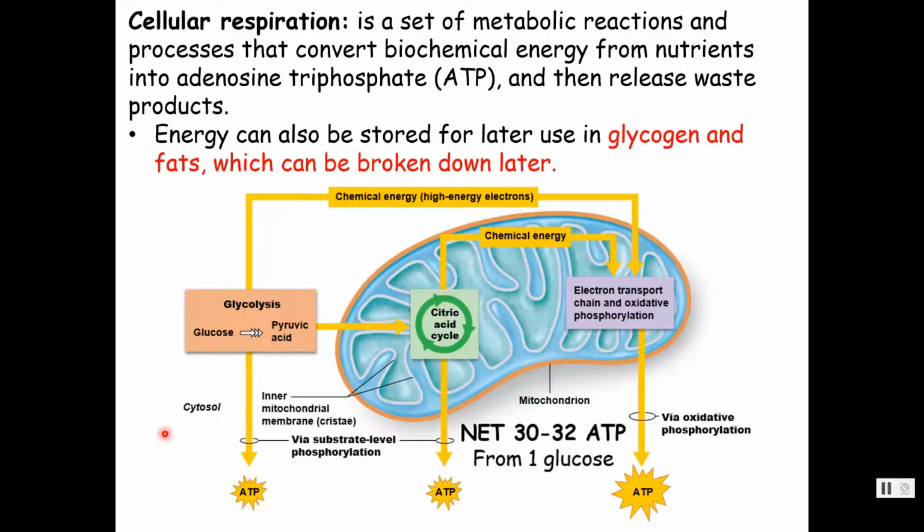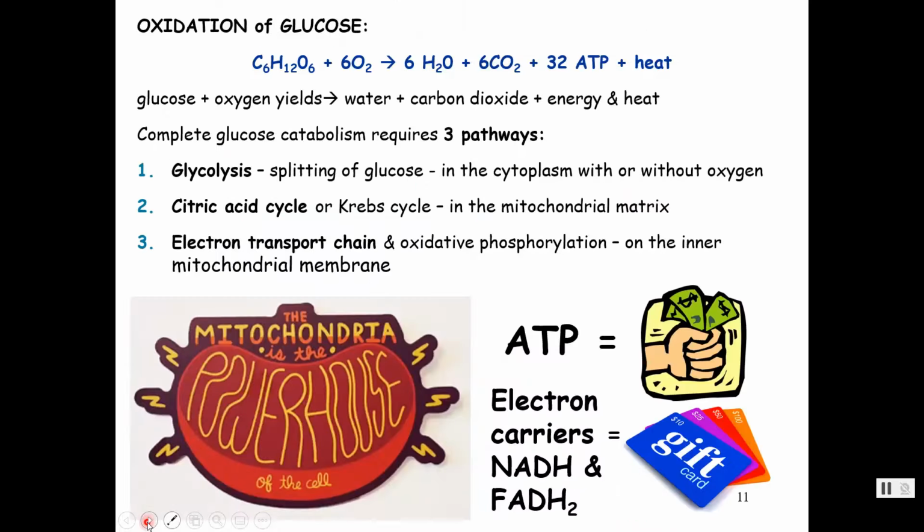Okay, so cellular respiration, when we talk about that, we said that this is the reason you have to breathe. It is a set of metabolic reactions and processes that convert that biochemical energy from nutrients into ATP, which is that cellular currency of energy, and then release our waste products, which are carbon dioxide and water. Energy can also be stored for later use as glycogen and fats, which we can break down later. So this was that one formula you had to know, and now we are just adding how many ATPs, and the fact that whenever we change forms of energy, we always lose some as heat.